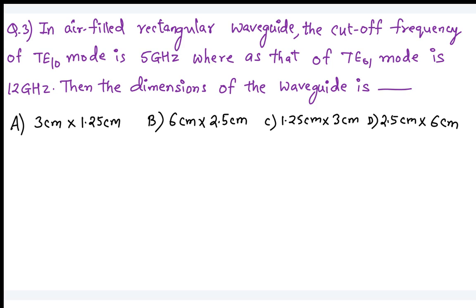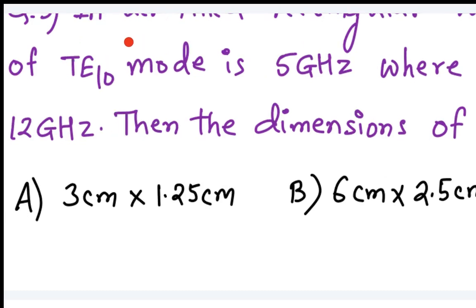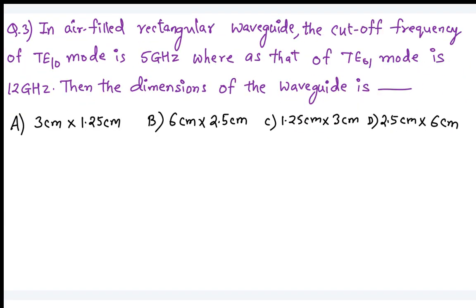You can see here, in an air-filled rectangular waveguide, the cutoff frequency for TE10 mode is given as 5 gigahertz, whereas for TE01 mode it is given as 12 gigahertz. Then what are the dimensions of the waveguide? Can you tell me quickly? You can do it and tell me what the answer is. Once you are done with that, you just share.